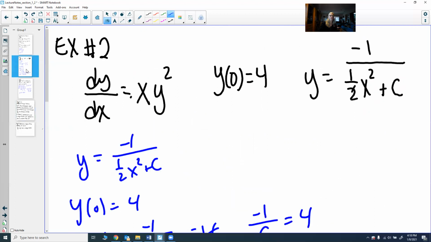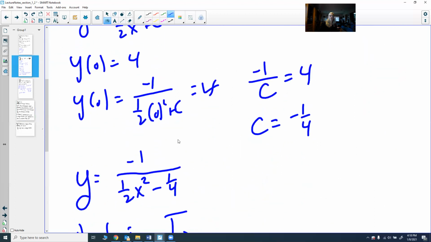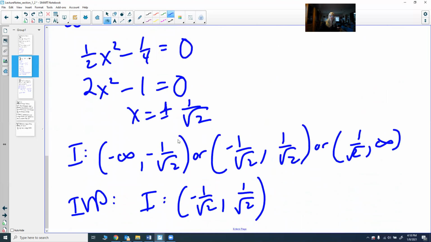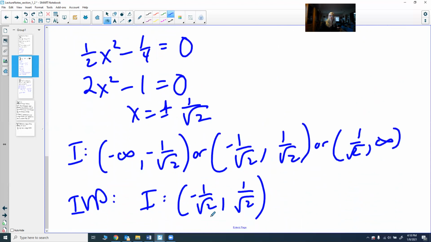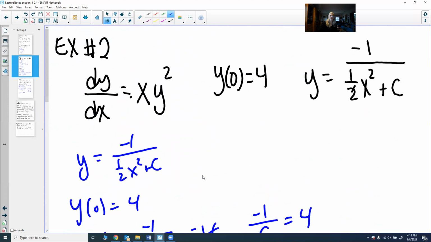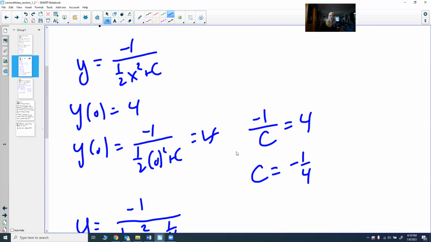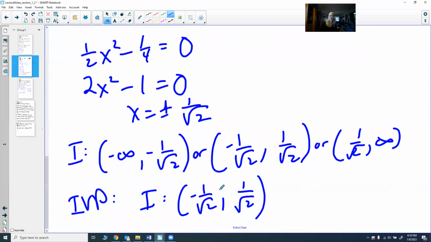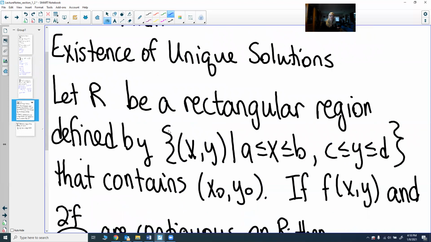So going back to this one where we did find I, notice my initial value. I said that I was negative 1 over the square root of 2 to 1 over the square root of 2. My initial value was 0, right? And notice it is centered on that 0. So my I is centered on that 0. It's right there. It's centered there. And that gives me that information.